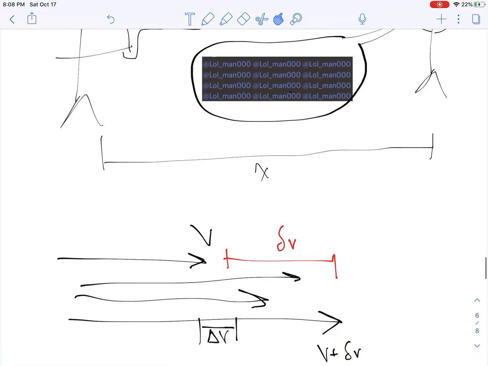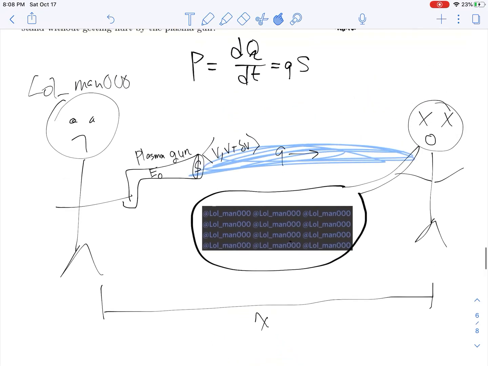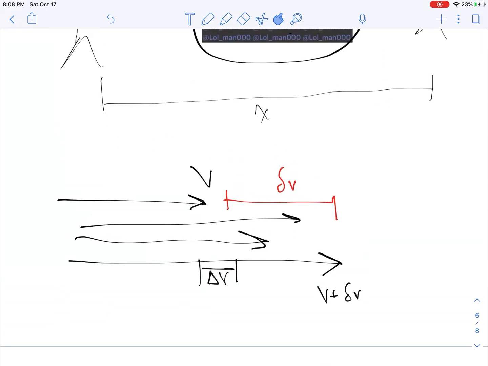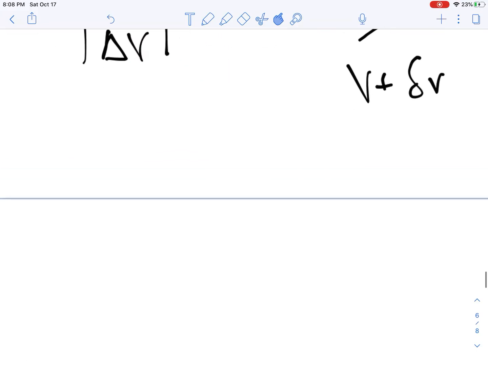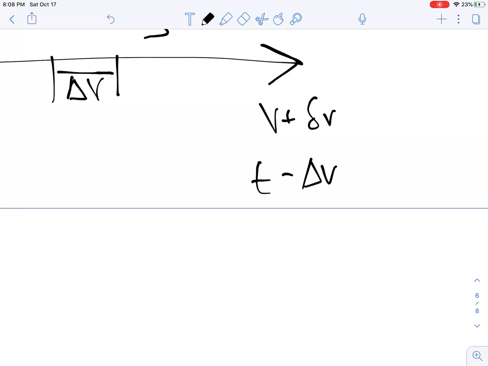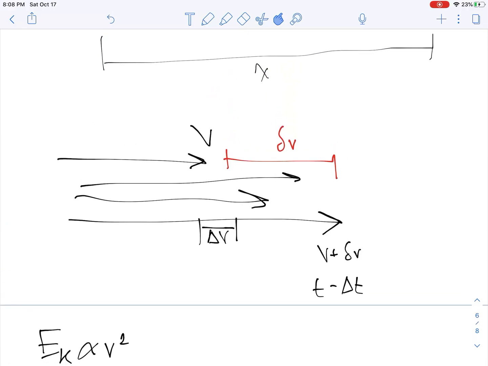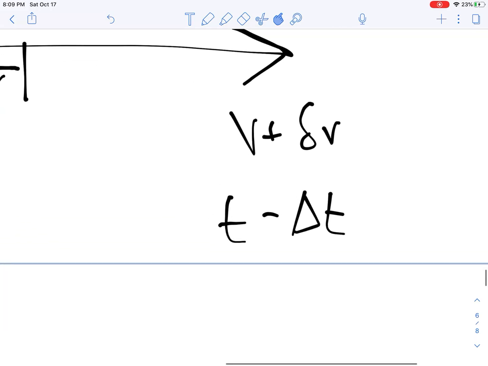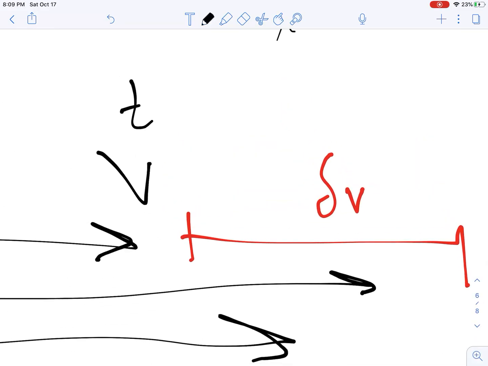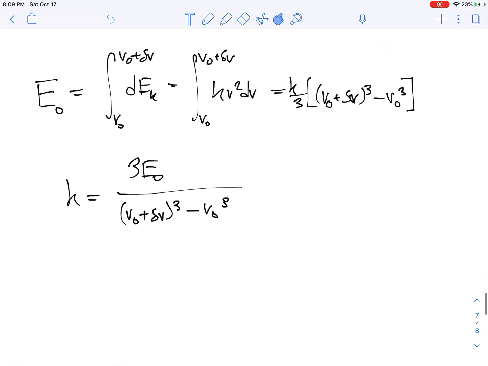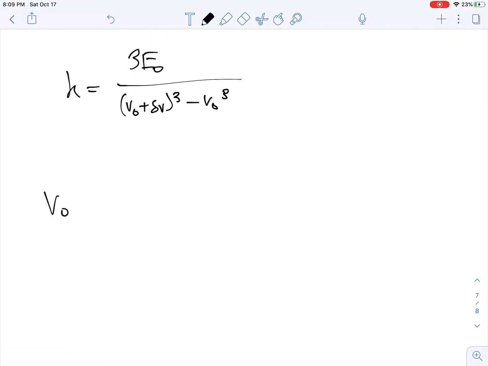So let's consider a time delta t for the particles that hit the person. Initially there are going to be some particles that arrive at the person at a time t minus delta t, where delta t is the time between the first particles hitting the person and the last particles hitting the person. So these particles hit at a time t minus delta t, and these particles hit at a time t. So we can say that because of this, V0 plus delta V is equal to x over t minus delta t.